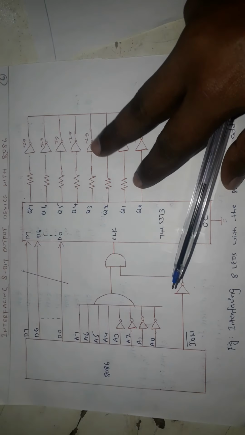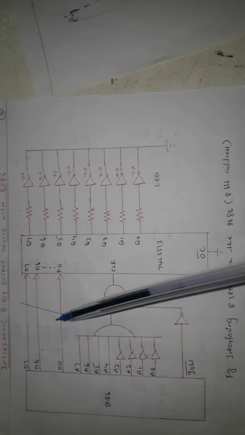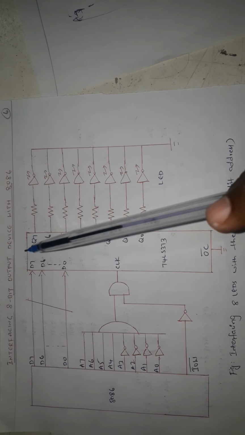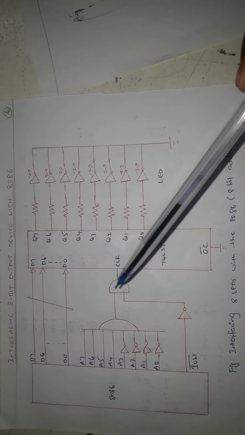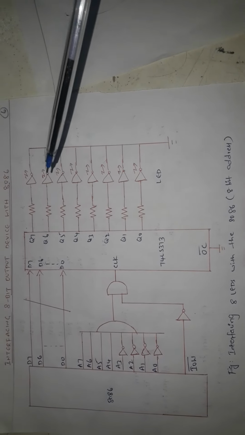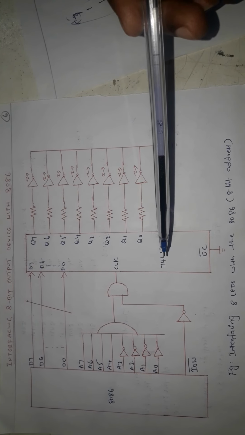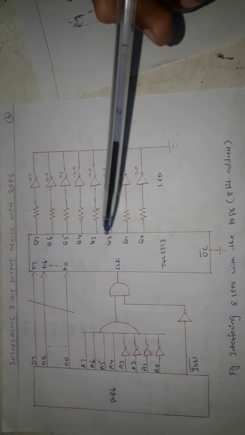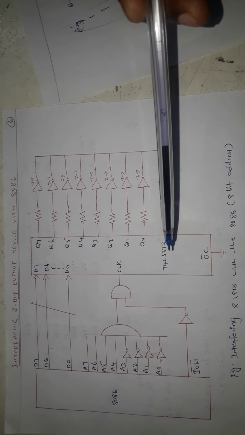So it is also simple. It is also as simple as interfacing the input device. Now let us look at interfacing an 8-bit output device with the 8086. Let us see how to interface an 8-bit output device with the 8086. So in the place of the buffer IC, we are going to use a latch here. 74LS373 is an 8-bit latch, an octal latch.